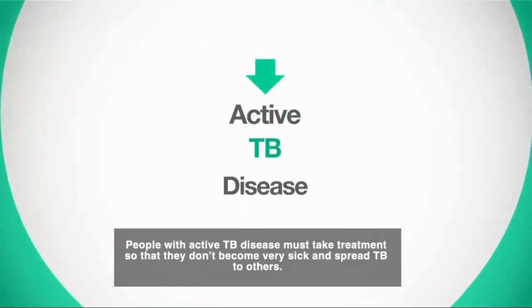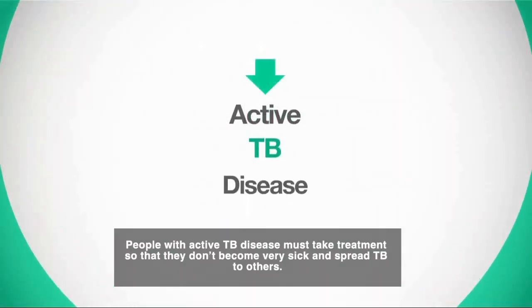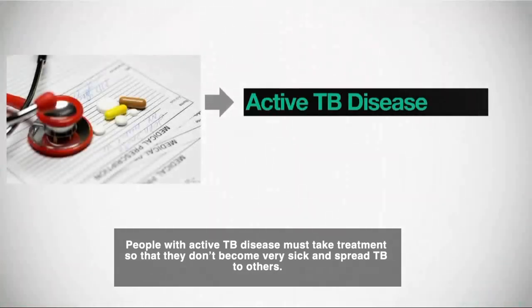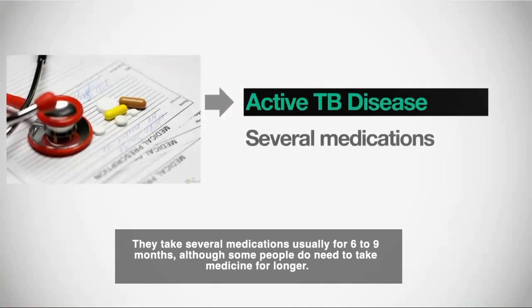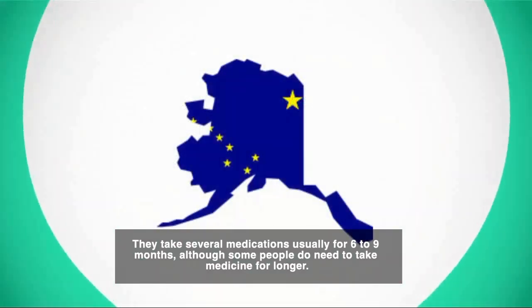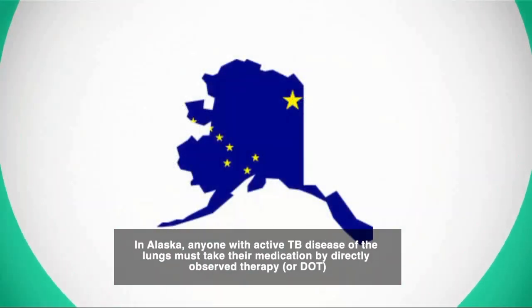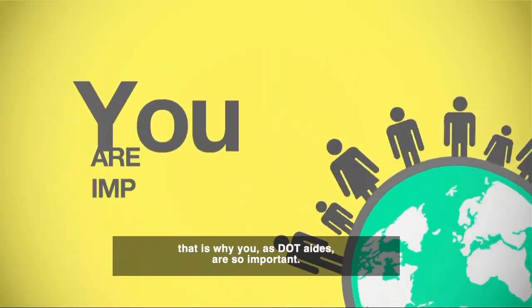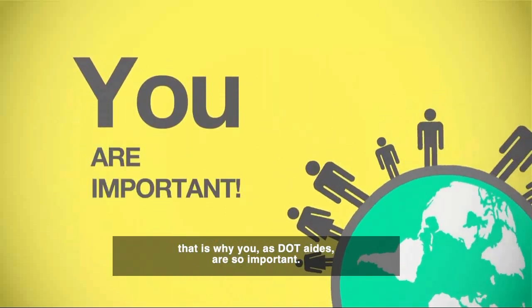People with active TB disease must take treatment so that they don't become very sick and spread TB to others. They take several medications, usually for 6 to 9 months, although some people do need to take medication for longer. In Alaska, anyone with active TB disease of the lungs must take their medication by Directly Observed Therapy, or DOT. That is why you, as DOT aides, are so important.